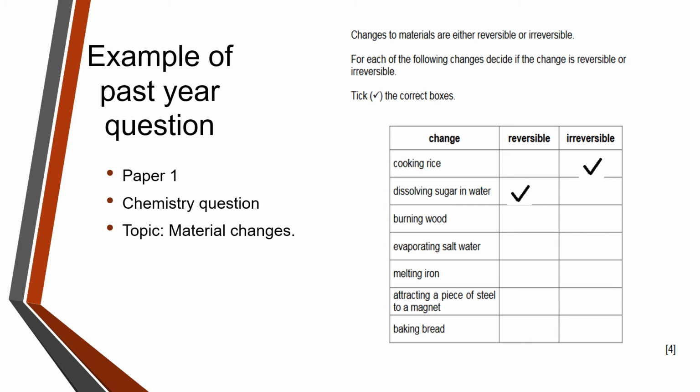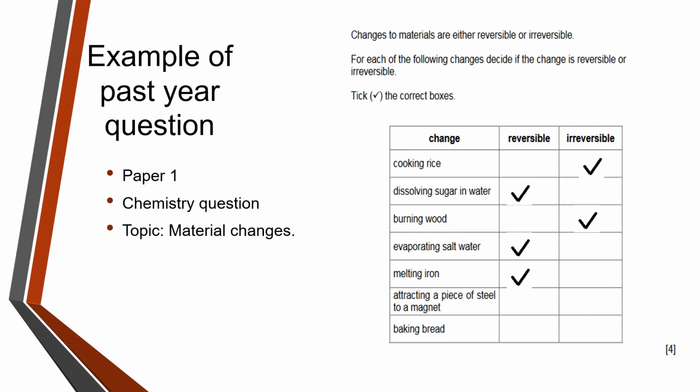Now, how about burning wood? If you take a piece of wood and you burn it, it will turn into ashes. If you take ashes and want to produce the wood again, that is not going to happen. That is irreversible. Now, how about evaporating salt water? Evaporating salt water is similar to dissolving sugar in water, whereby when you evaporate salt water, you can find salt again. Now, melting iron. Melting iron, yes, again, it is a reversible change.